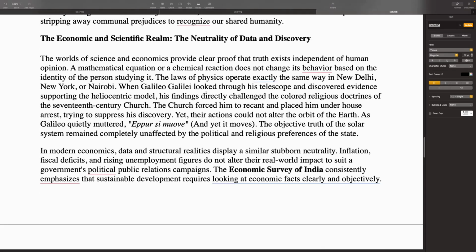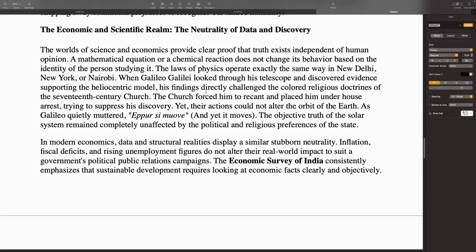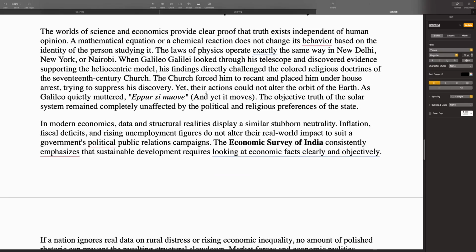The economic and scientific realm, the neutrality of data and discovery. The worlds of science and economics provide clear proof that truth exists independent of human opinion. A mathematical equation or a chemical reaction does not change its behavior based on the identity of the person studying it. The laws of physics operate exactly the same way in New Delhi, New York, or Nairobi.